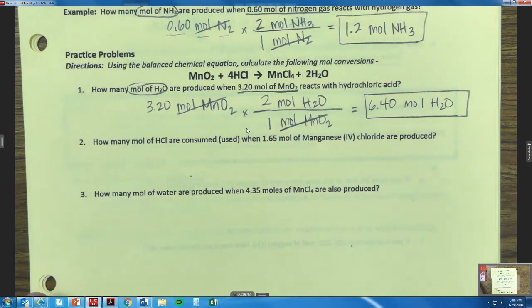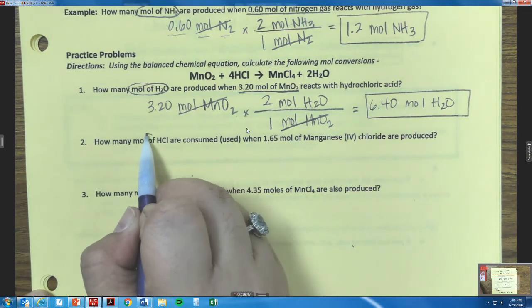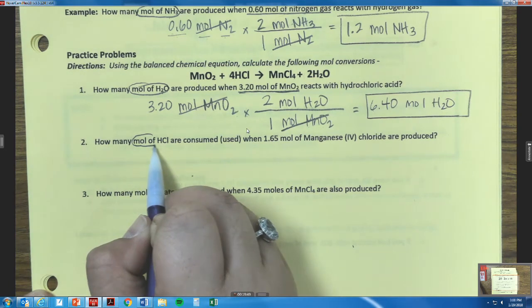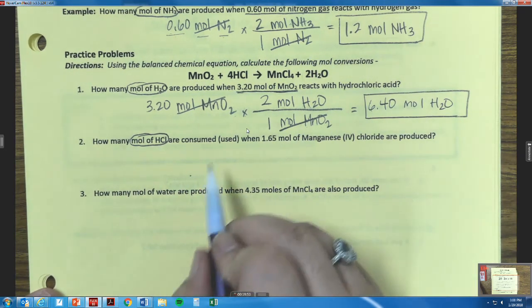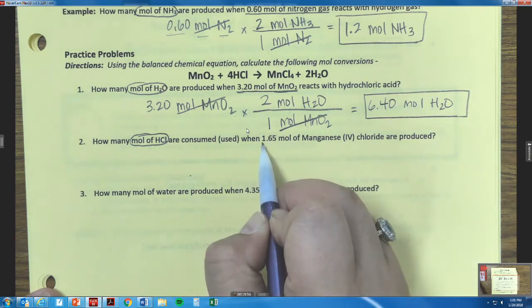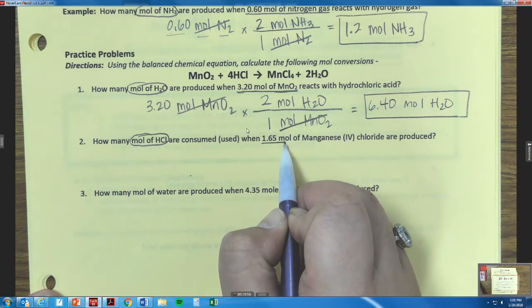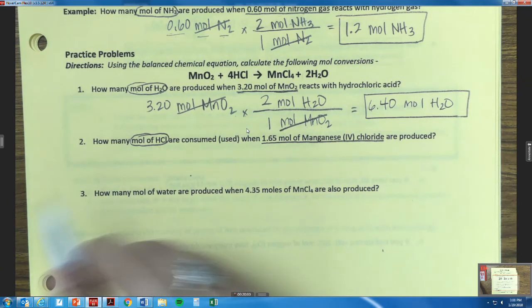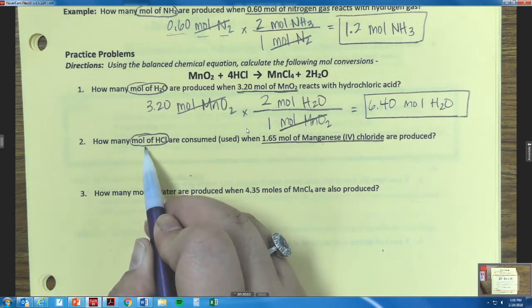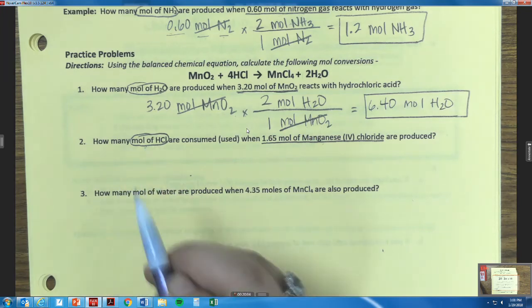So number 2: how many moles of hydrochloric acid? I'm going to go ahead and circle that, because I already know that's my question. How many moles of hydrochloric acid are consumed when 1.65 moles of manganese chloride are produced? So this is my given. This is my unknown, or what I'm trying to find.